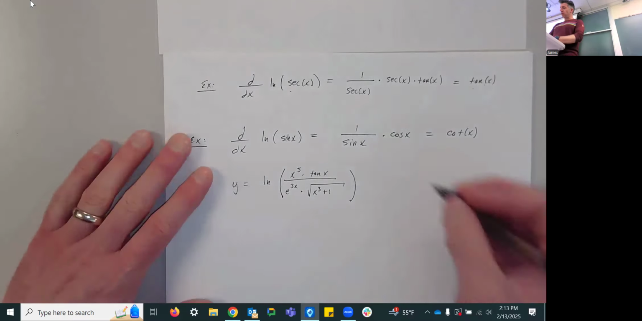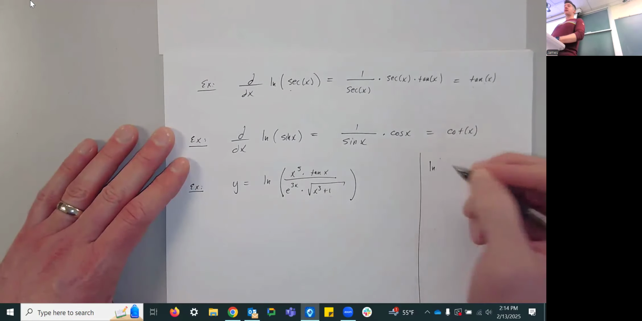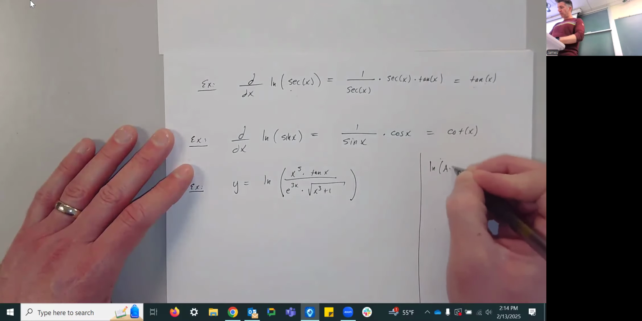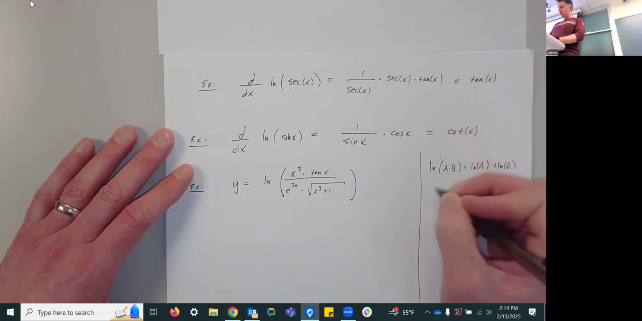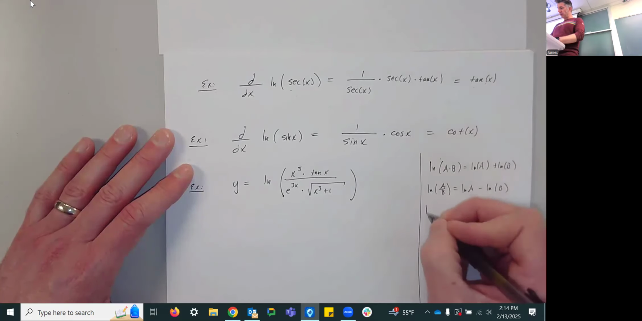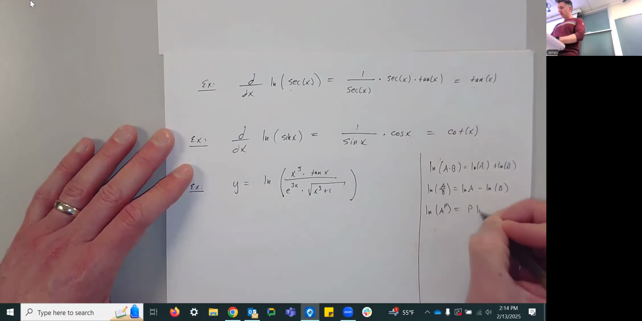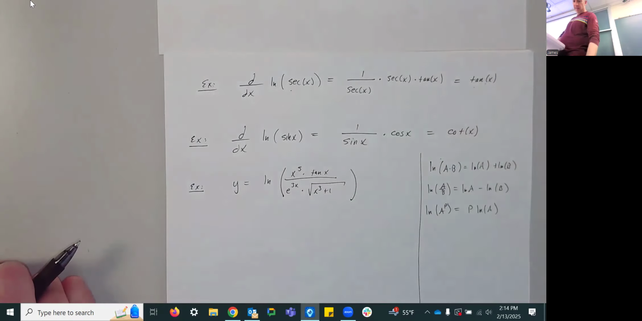So there's 3 log rules we're going to use. The natural log, or any log base, but I'm just going to say natural log because whatever. The natural log of a times b is equal to the natural log of a plus the natural log of b. The natural log of a divided by b is the natural log of a minus the natural log of b. And then the natural log of a to some power p is that power times the natural log of a. And again, it doesn't have to be the natural log, it could be any base, but natural log is often the most common base we see.